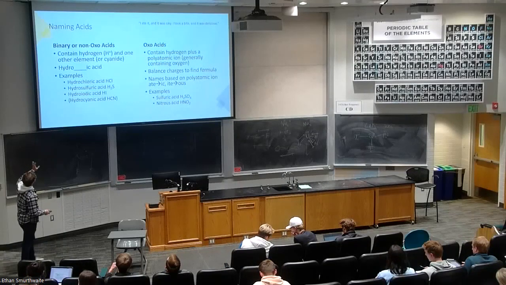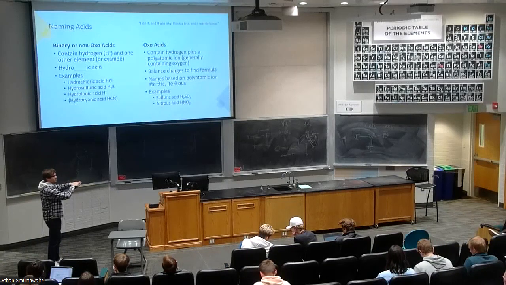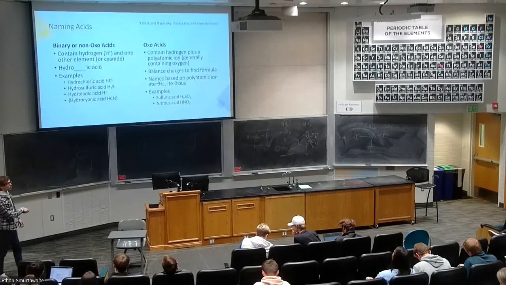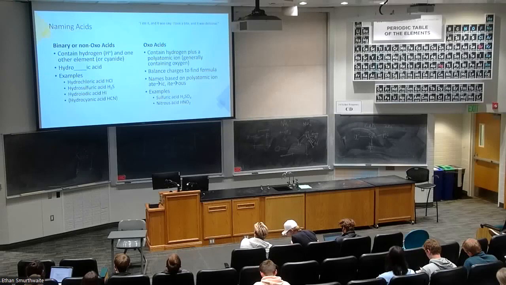Okay, let's talk about acids. There are two different types of acids. There's binary acids, which just means two different elements in the acid, and you have oxo acids. There are different rules for both. Binary acids contain a proton, H+, and one other element, or cyanide, which is just CN. You should know that from the table.